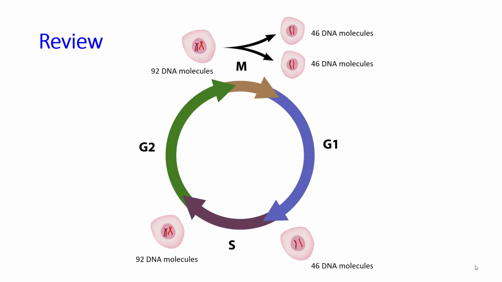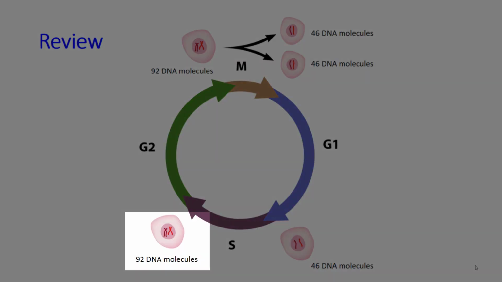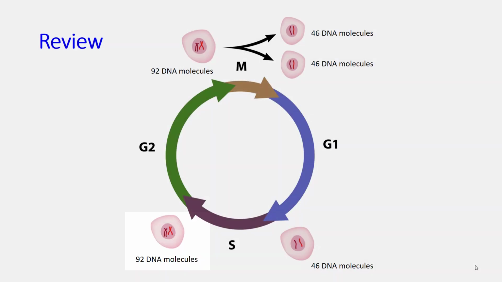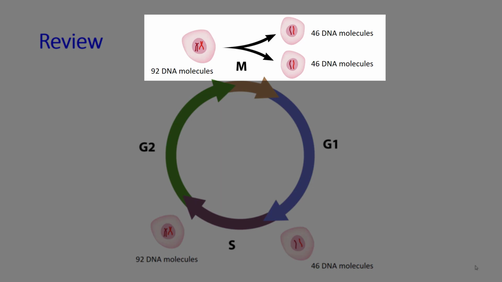The big picture: in G1, we grow the cell and it gets bigger in size. In S phase, we copy the DNA. So you notice it went from 46 DNA molecules before S phase to then 92 DNA molecules. And in G2, we prepare for cell division, prepare for mitosis, and in mitosis, M phase, is when the cell splits in half. And you notice it makes two identical cells that both have 46 chromosomes for humans.